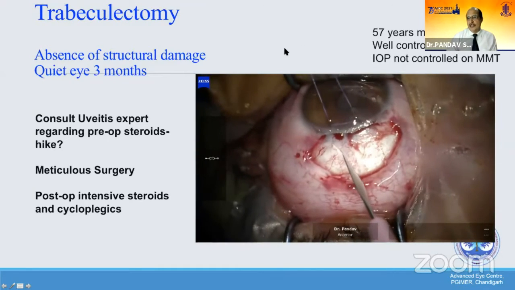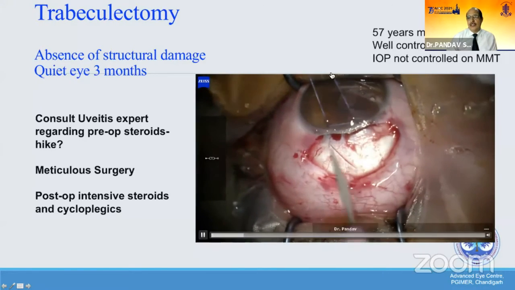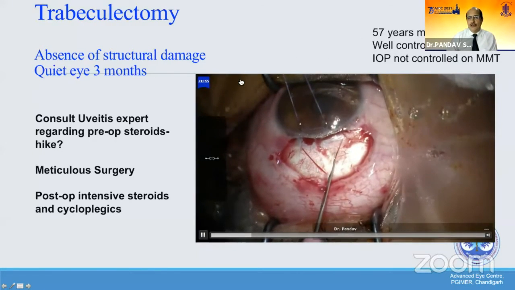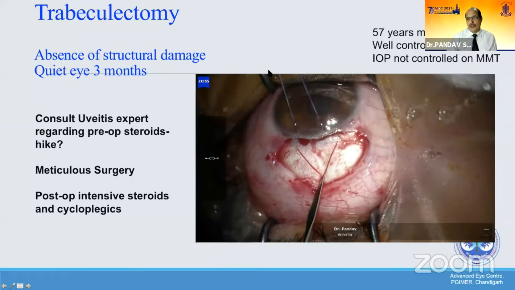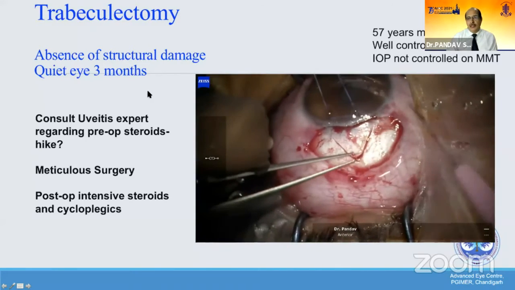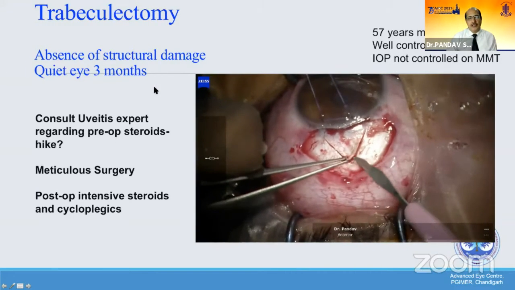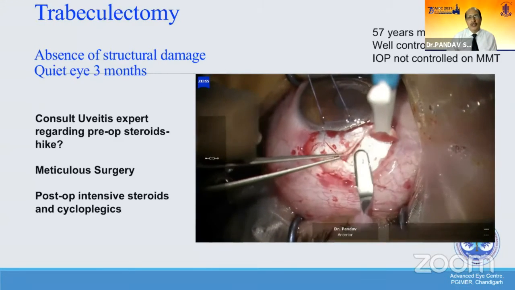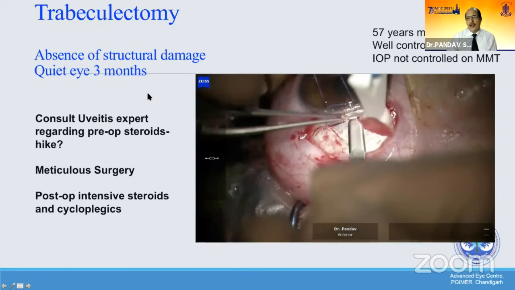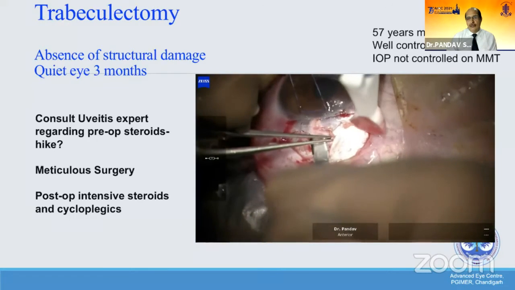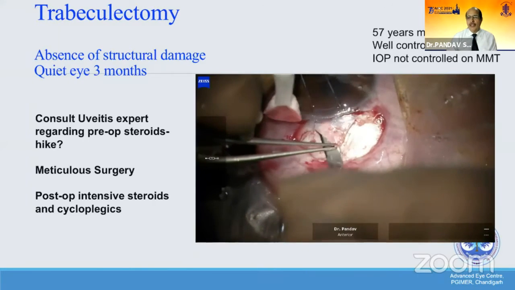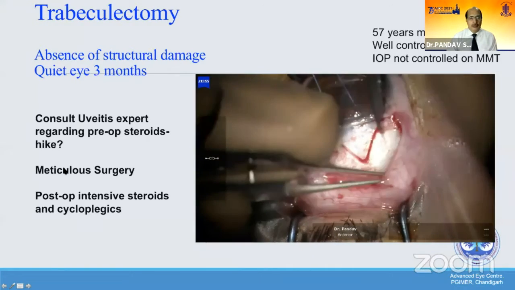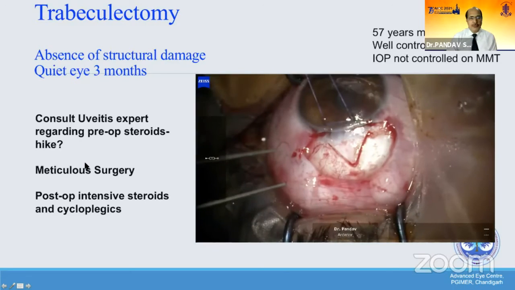This is a 57-year-old male. The anterior segment is fairly preserved. There are some synechiae, but the eye could not be controlled with maximum medical therapy, so we are doing a trabeculectomy here. Again, another important issue is that you always consult the person who is treating the uveitis, because before and after surgery, you might have to change the anti-inflammatory drugs. Sometimes you might have to give more in the perioperative period.